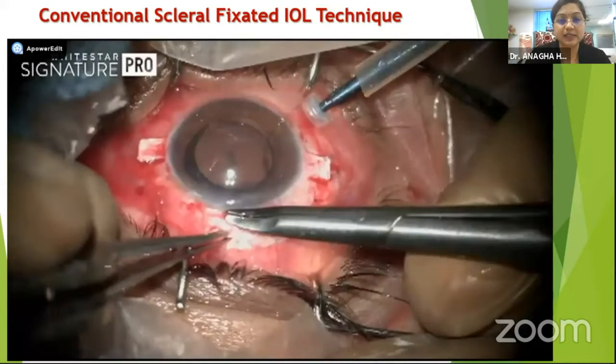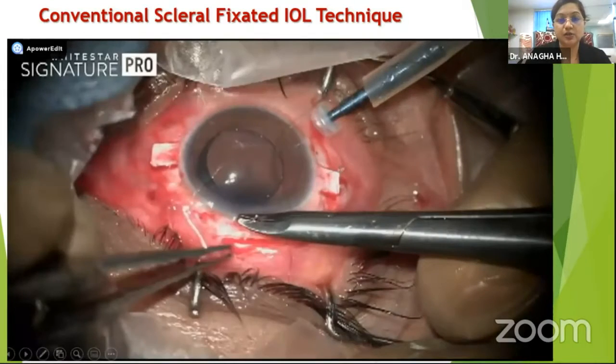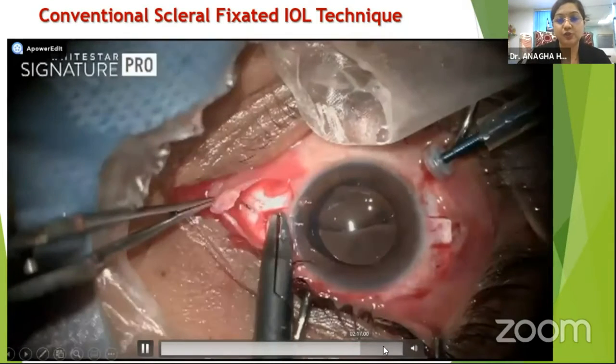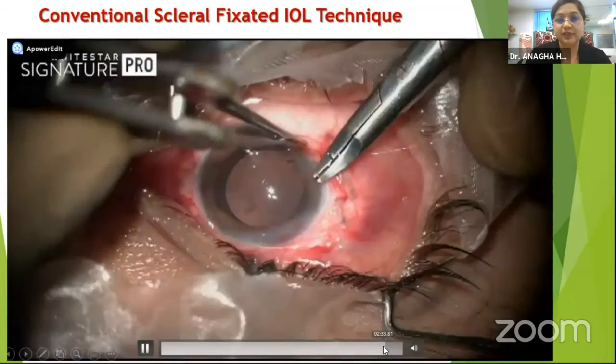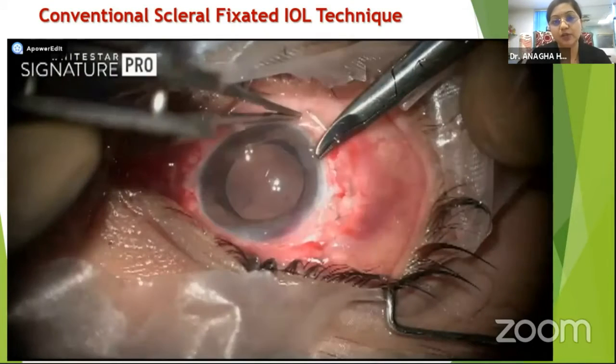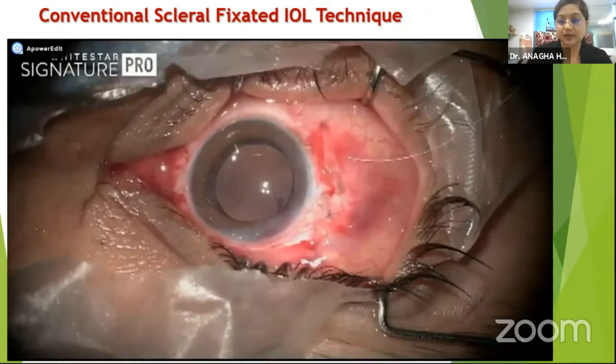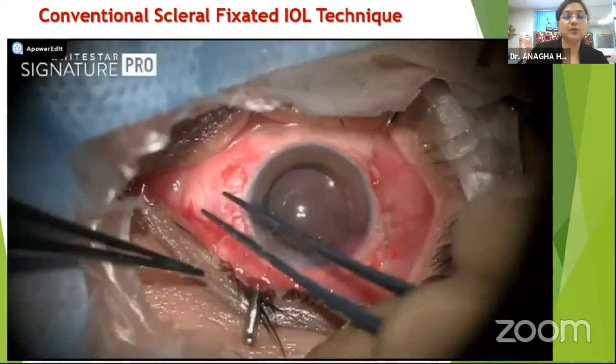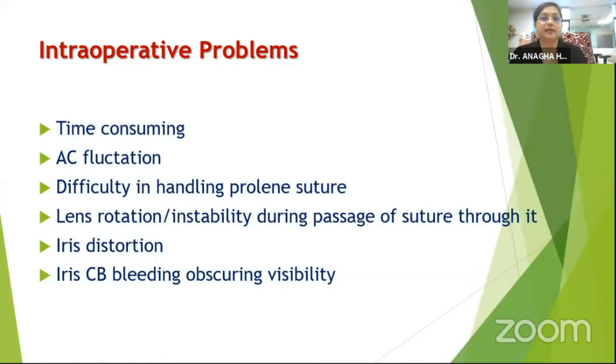And then the main incision is sutured up. The two scleral flaps also can be sutured up. And then the third port of the vitrectomy is removed, and the vitrectomy port is also sutured up. So this is basically a surgery which involves a lot of time.